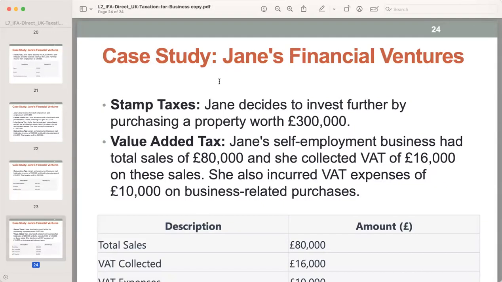Jane's financial venture: stamp duty. Jane decided to invest further by purchasing a property worth £300,000. VAT: Jane's self-employment businesses had total sales of £80,000 and she collected VAT of £16,000 on these sales. She also incurred VAT expenses of £10,000 on business-related purchases.